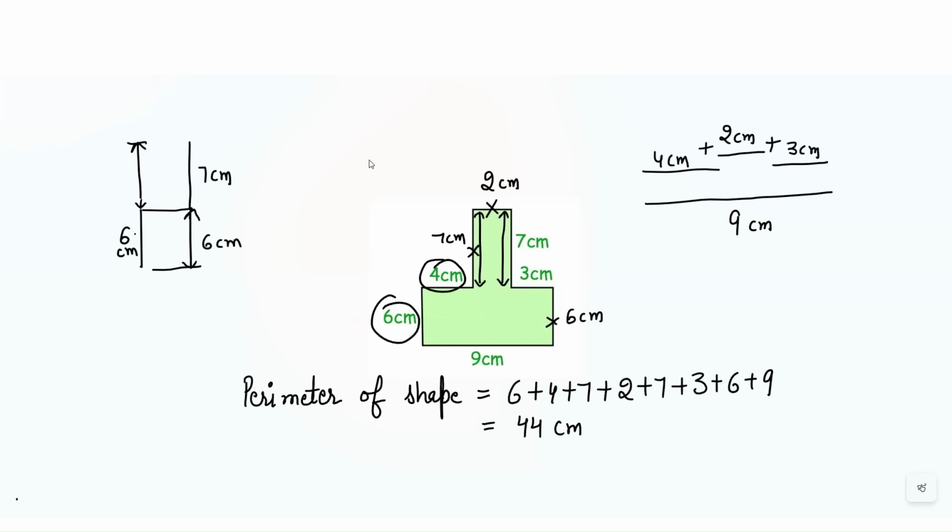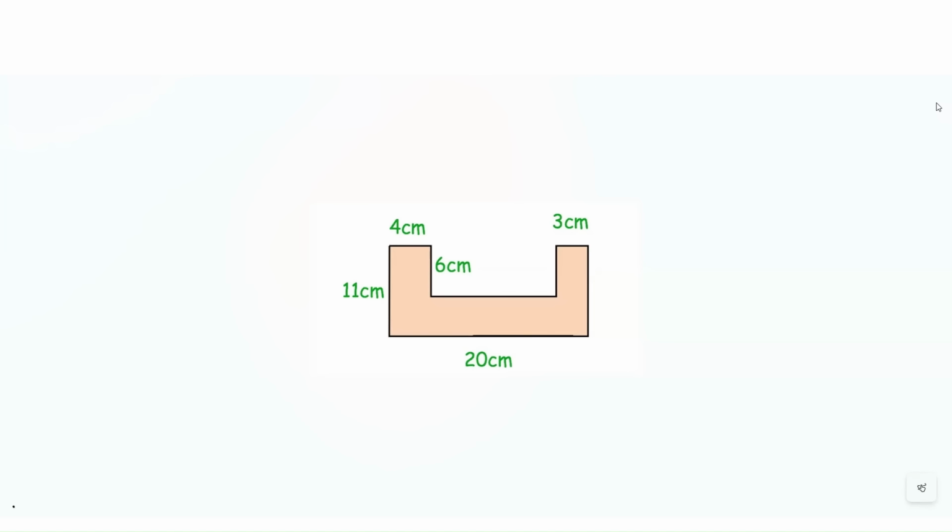Now let's take another example to find out the perimeter of the compound shape. In this, the missing side lengths are this one, this one, this one. So you can see if this side length is equal to 11 centimeter, this missing side will also be equal to 11 centimeter. If this side length they have given us is equal to 6 centimeter, that means this one also will be equal to 6 centimeter. Now we need to find out this one.